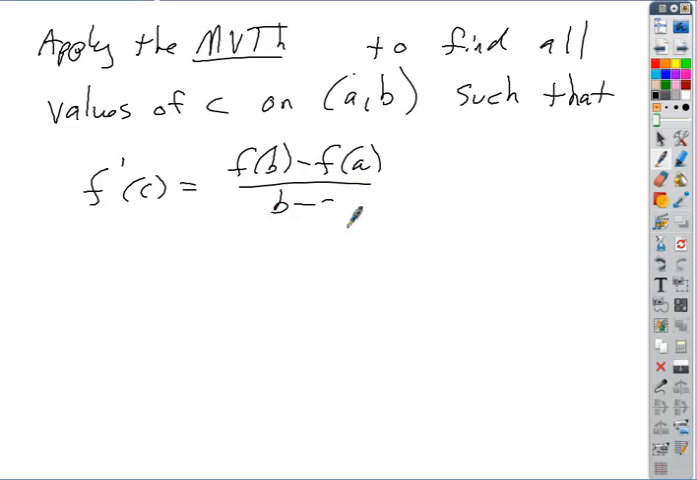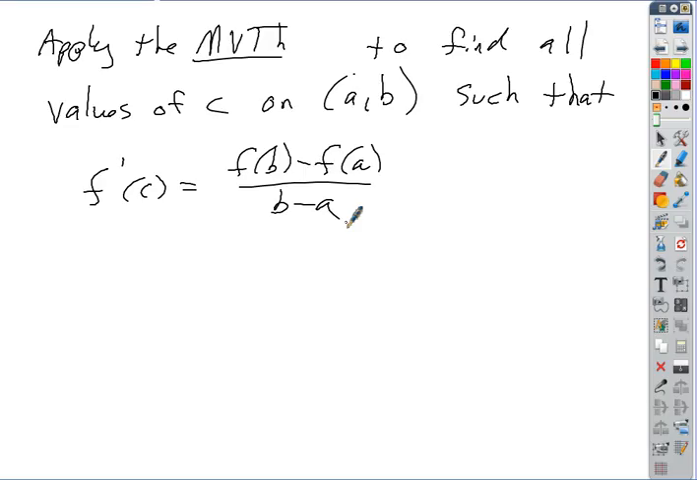Okay, we've got to find all the places where that happens. We want to find all the places where the slope of the tangent line, the slope of the function, equals the average rate of change. That's just saying the slope of the secant line, isn't it? Final value minus initial value over change in x, right?